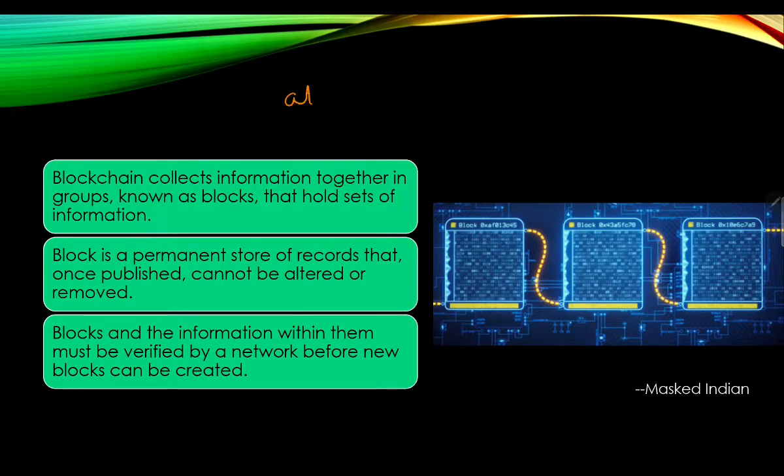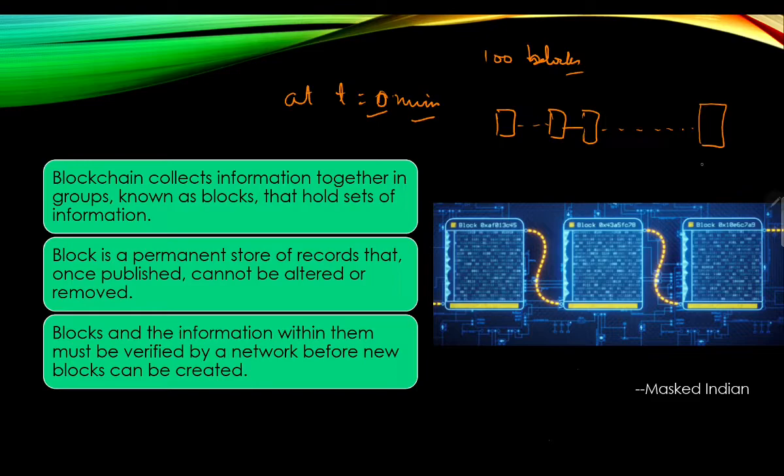Suppose at t equals 0 minutes, I'm considering the existing Bitcoin network has, just as a vague example, 100 blocks. So there is one block, second block, third block, and after that the 100th block. At t equals 10 minutes, a new block will be added. That is your 101st block.